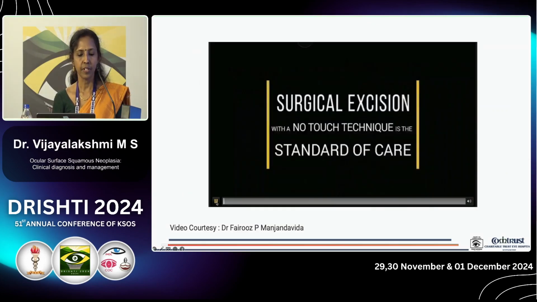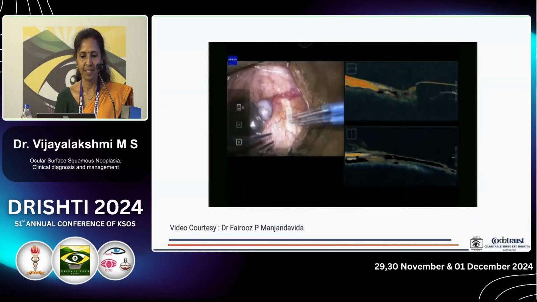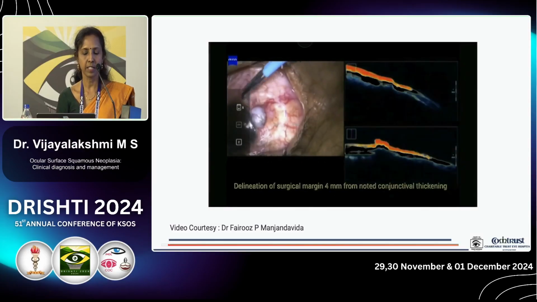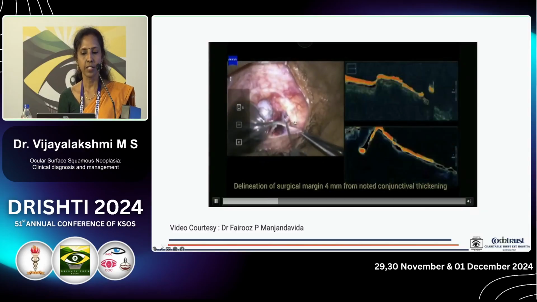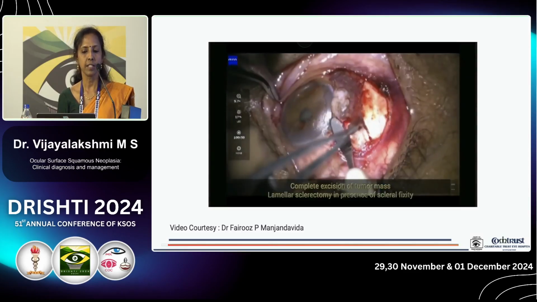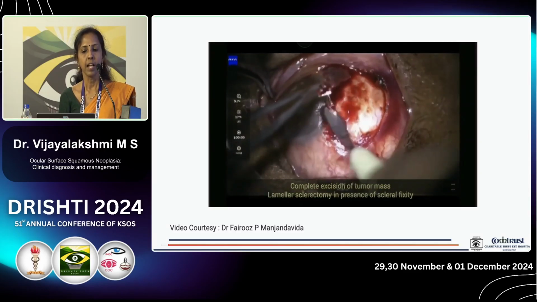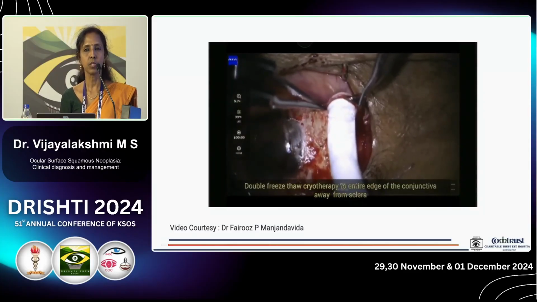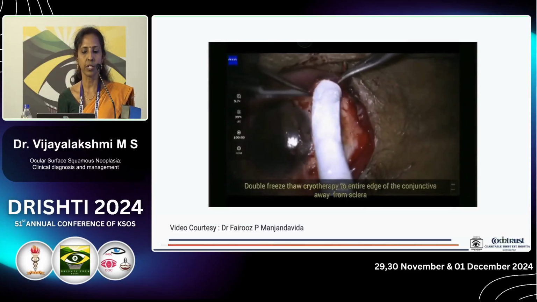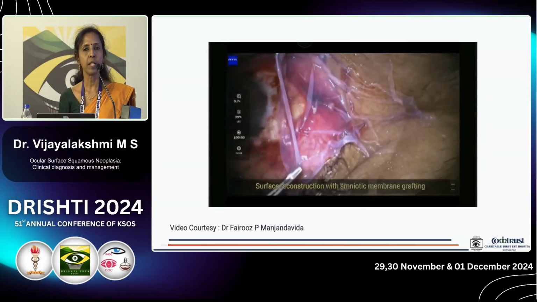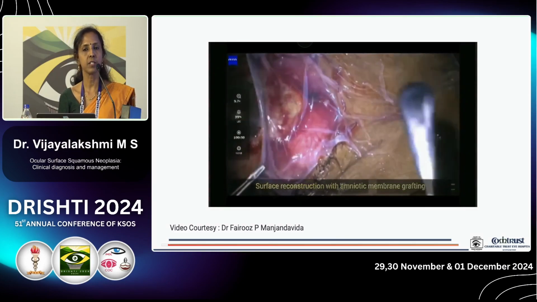With Dr. Fairuz's permission, I'm playing this video. You can see the tumor area is marked here, 4 millimeter tumor-free area, intraoperative OCT is there, and with the no-touch technique, you're removing the tumor, and this is the alcohol epitheliectomy. And the main important thing is after doing the surgery, the double freeze thaw, slow thawing is very, very important to the undersurface of the conjunctiva. And this is followed by amniotic membrane grafting using a fibrin glue.